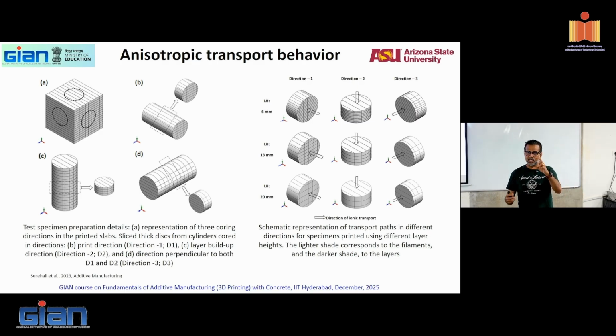If I have a larger layer height, will the bulk be better or worse? Worse, because I don't have enough compaction. So is it better to have more interfaces with a smaller layer height or fewer interfaces with a larger layer height? More interfaces with a smaller layer height.